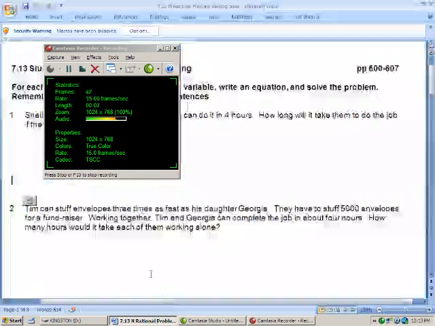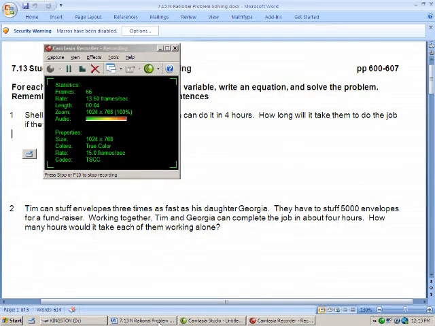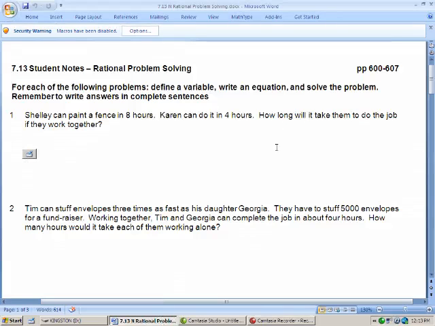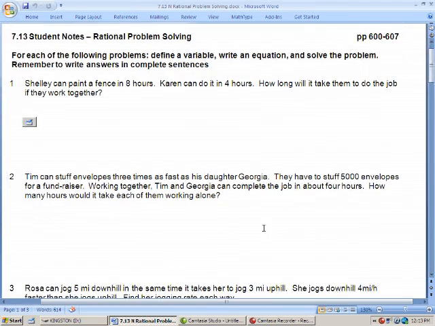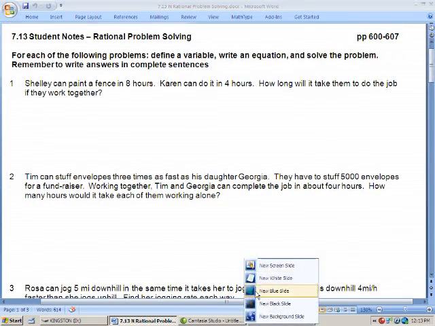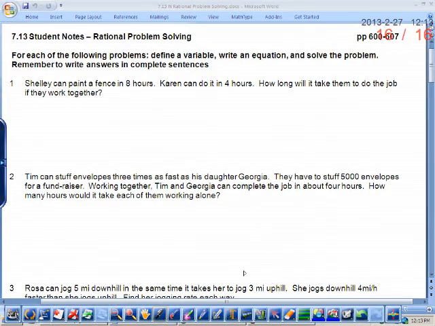Okay, so today we are talking about rational problem solving, meaning applications with rational functions. What we're going to be doing today is focusing on the setup of these problems, okay? We're not going to solve each of them, but we're really going to be focusing on the setup, because you will know how to solve them once you get them set up.